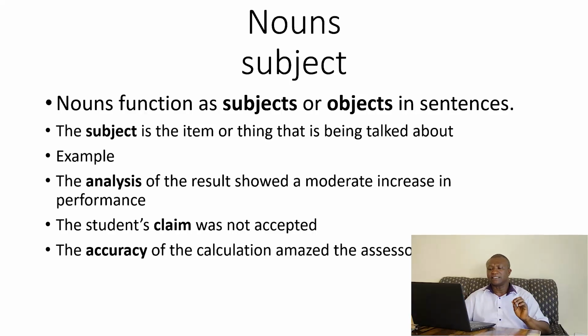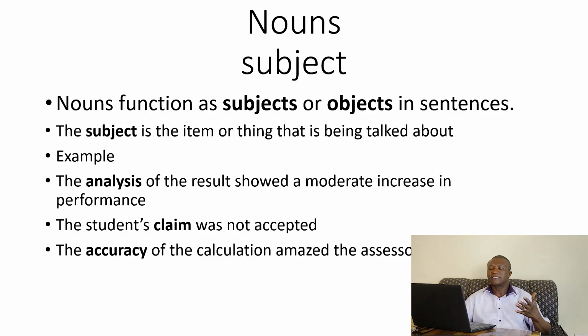When we talk about a noun functioning as a subject, what it means is that the noun or the item or the thing that is being talked about, that is the noun in the sentence. So for example, in this sentence, "The analysis of the result showed a moderate increase in performance." The word analysis is what is being talked about here. So analysis is a noun performing the function of a subject in this sentence.